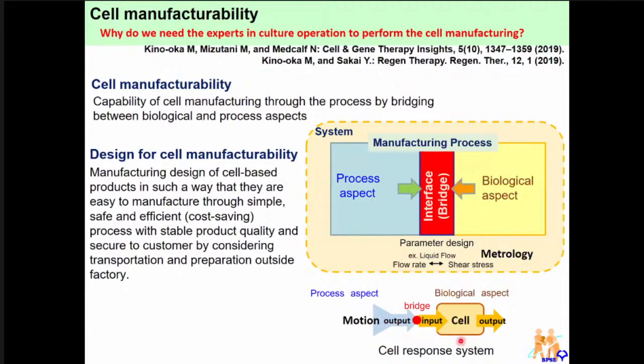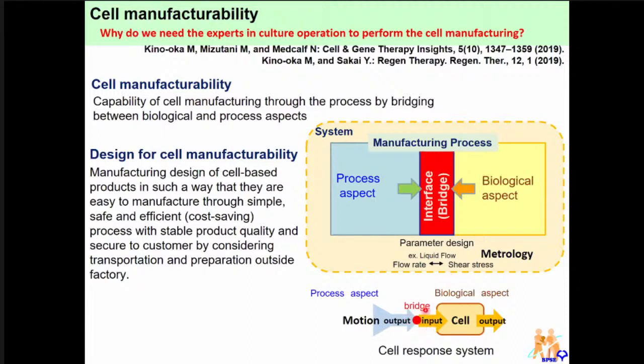But the cells have some input to make the response to output. That is a cell response system. Okay, but we don't know. In case of the flow rate, they have a unit. Most of the case, cells feel the shear stress. That's the input. So output, unit for the output of the motion, unit for the input of the cells.